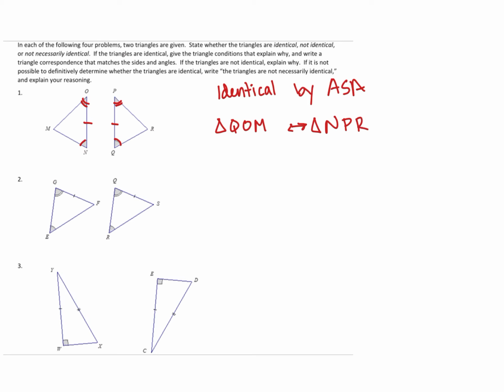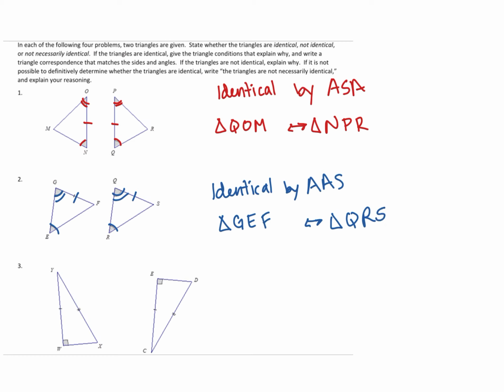In number 2, we have angle, angle, side. Angle, angle, side. So these ones are also identical. And in this one, the point G matches up with the point Q, E matches up with R, and F matches up with S.